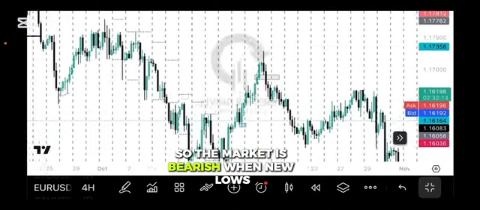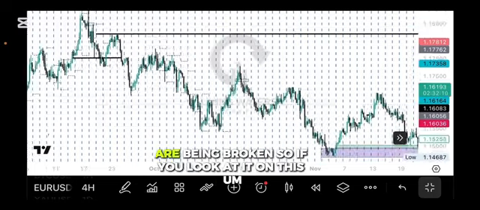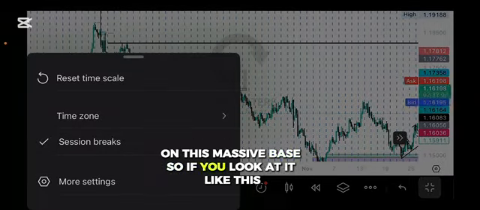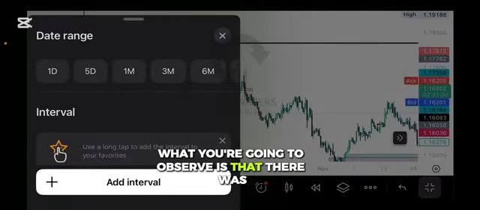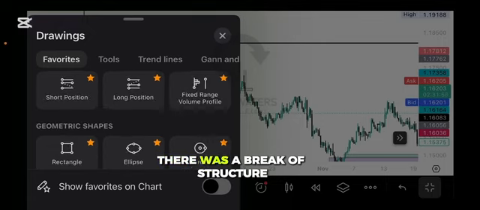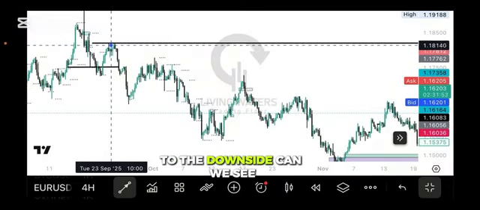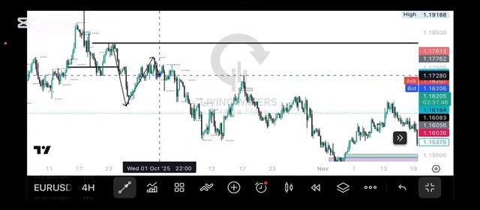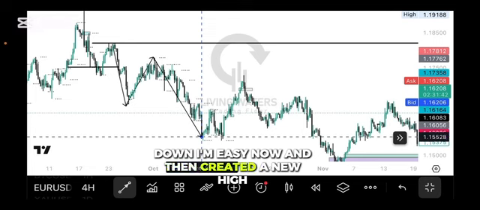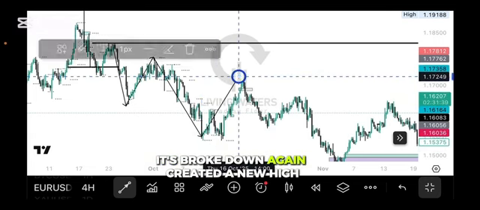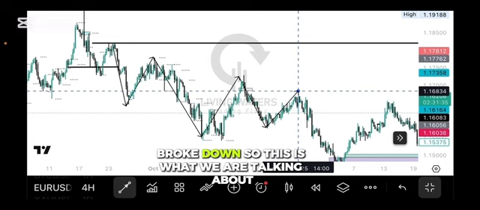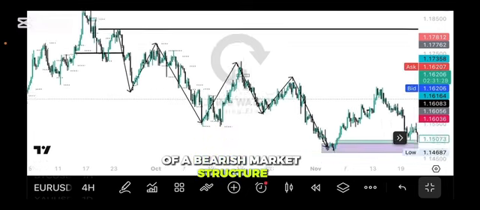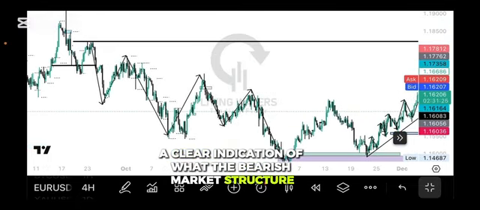The market is bearish when new lows are being broken. If you look at it on this massive base, what you are going to observe is that there was a break of structure to the downside. Can we see? Then a new high was created. It broke down. Then it created a new high, broke down again, created a new high, broke down. So this is a clear indication of what a bearish market structure looks like.